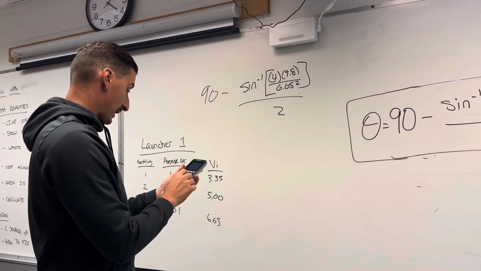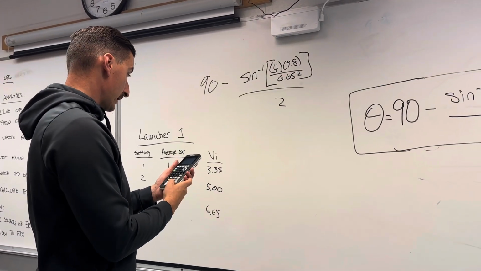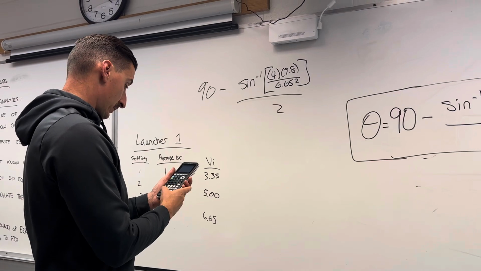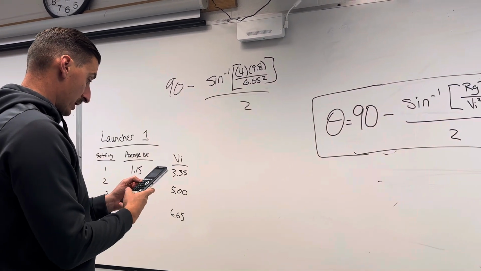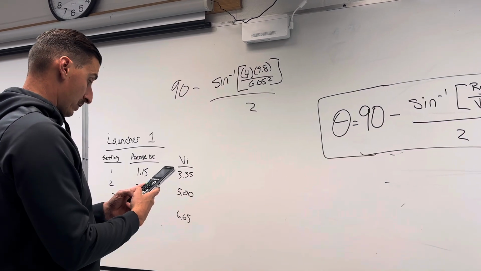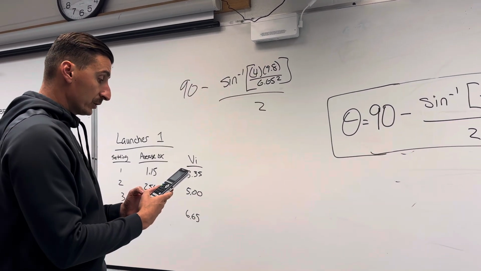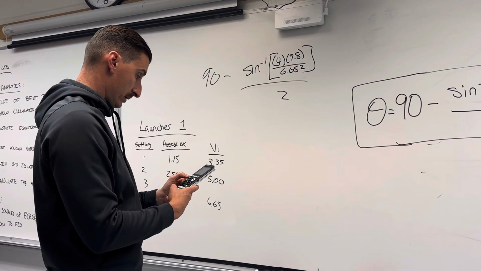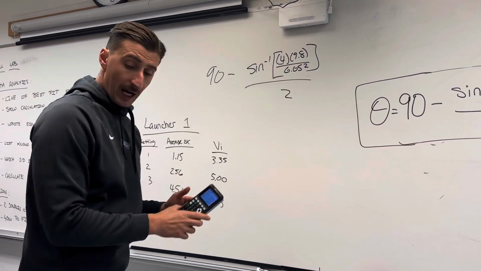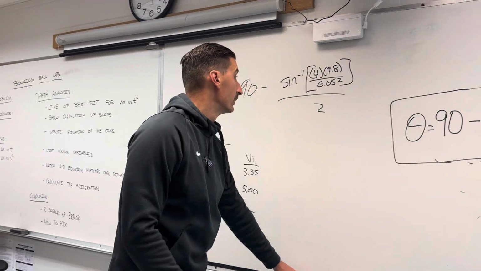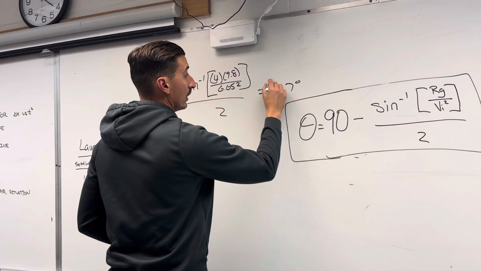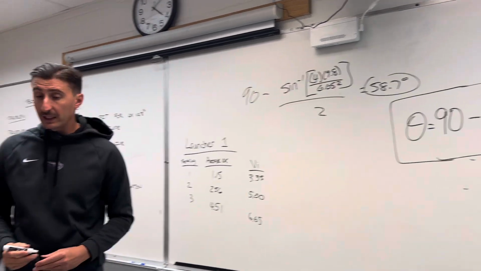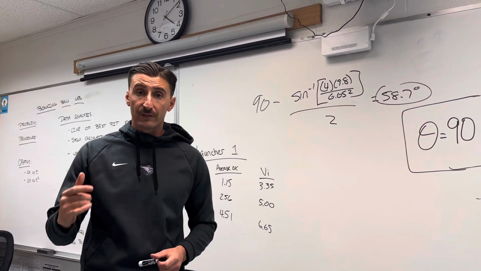So I'm going to do this in my calculator. 4 times 9.8 divided by 6.65 squared. Inverse sine, divided by 2. So 90 minus. I got 58.7. So I know on setting 3, I'm going to launch at 58.7 degrees.